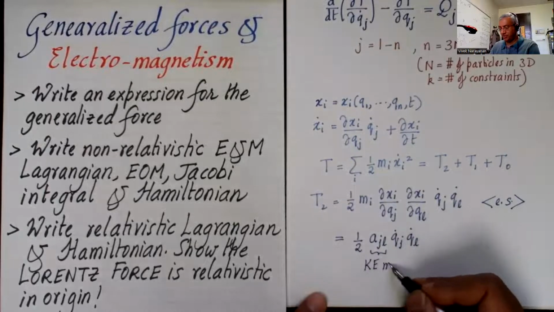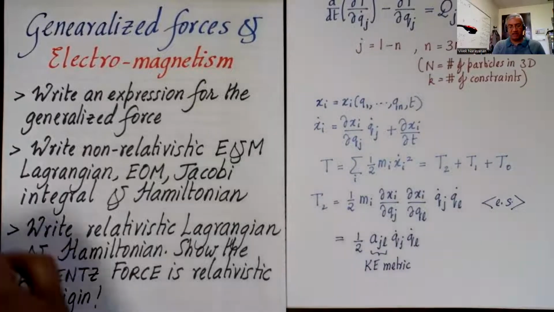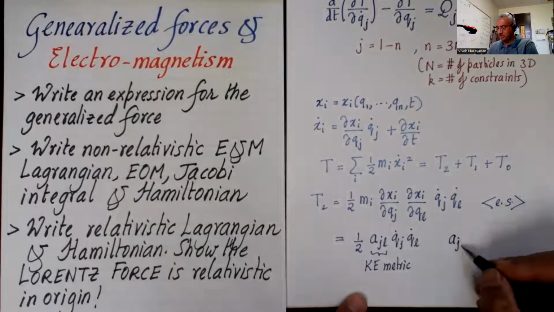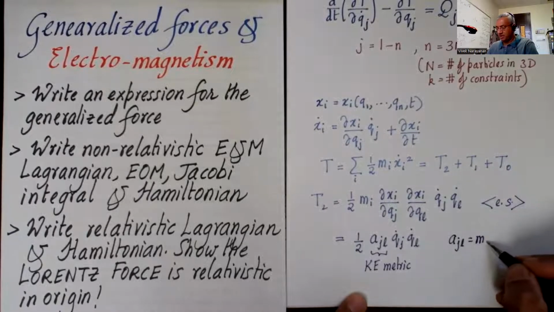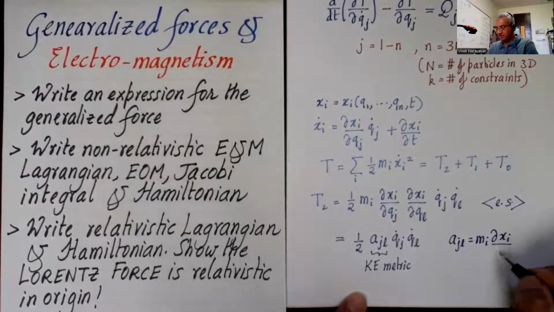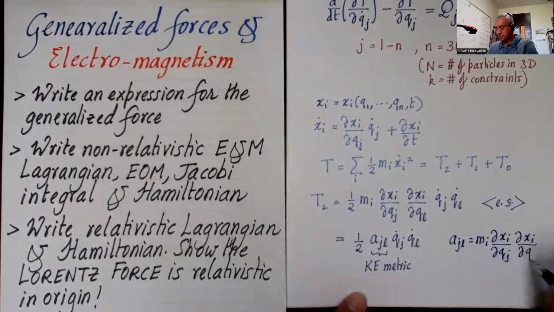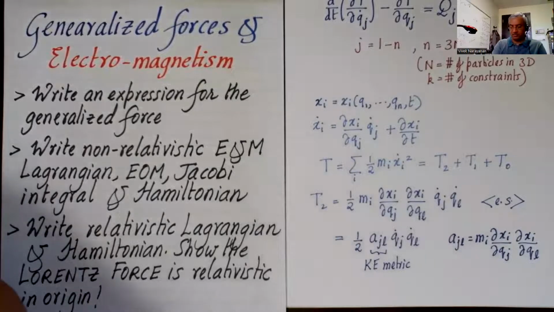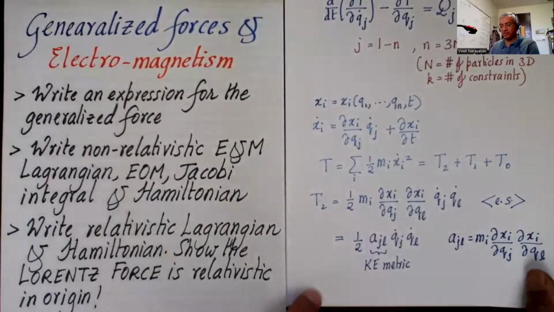We have encountered this before in the double pendulum example, where I asked you to find the kinetic energy metric in that problem. So Ajl would be mi del xi by del qj times del xi by del ql. In that example of double pendulum, we had a dot product, which is basically the numerator. It's del xi, del xi. So that's how you get a dot product. So that's your kinetic energy metric. The T1 and the T0 terms have other things. So let us look at that next.